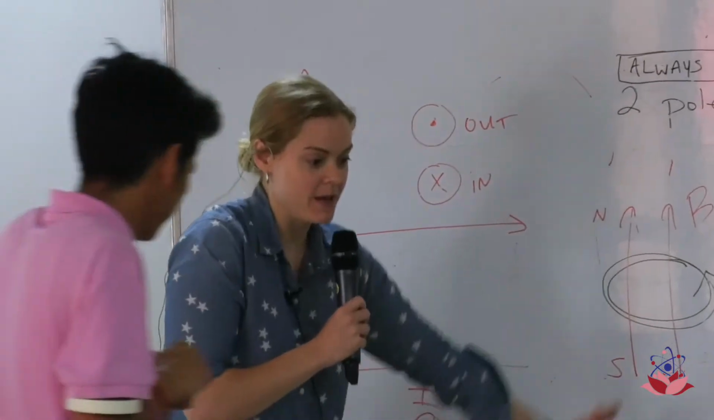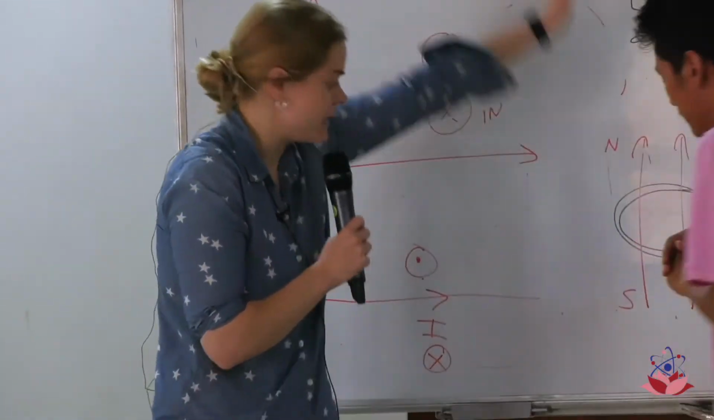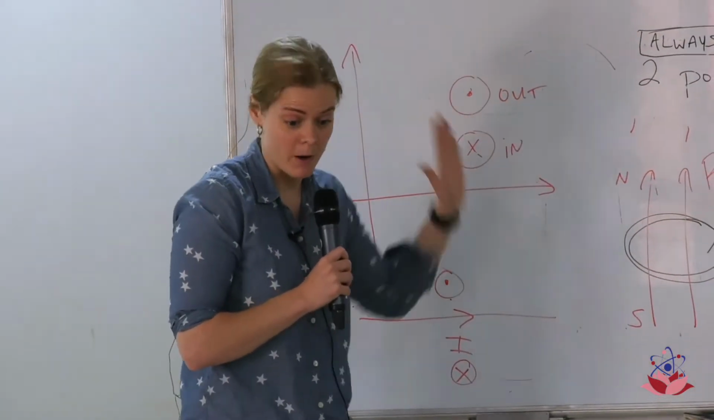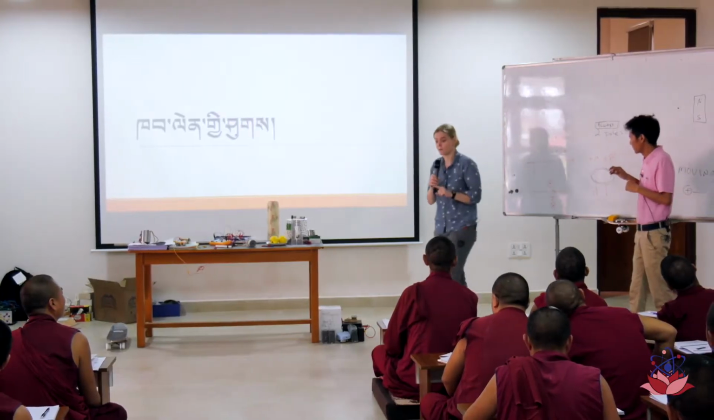So these lines represent how the magnetic field or how the magnetism is going to influence other magnetic particles around it. They are not particles themselves.